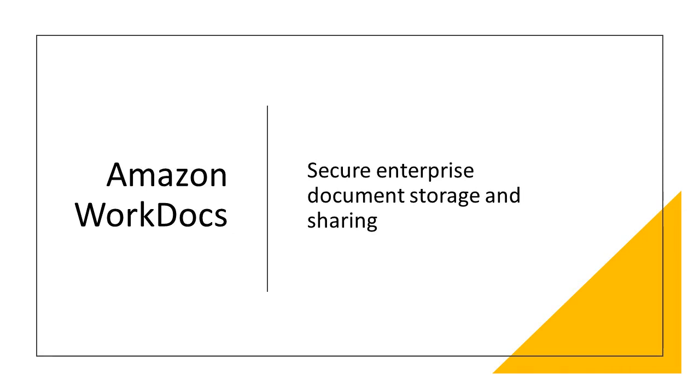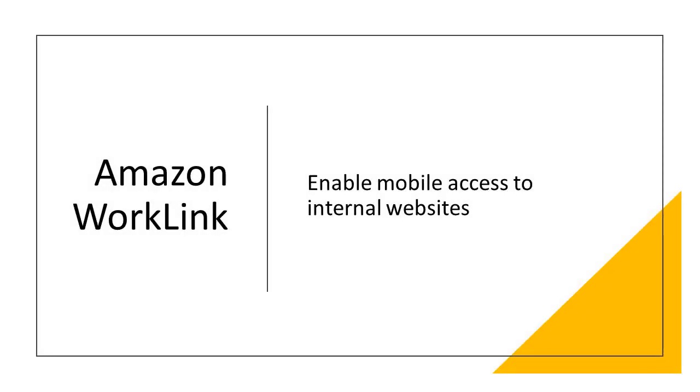Amazon WorkDocs is a fully managed, secure content creation, storage, and collaboration service. With Amazon WorkDocs, you can easily create, edit, and share content, and because it's stored centrally on AWS, you can access it from anywhere on any device. Amazon WorkLink Service. Amazon WorkLink lets your employees use their personal phones to securely access internal corporate websites and web apps.